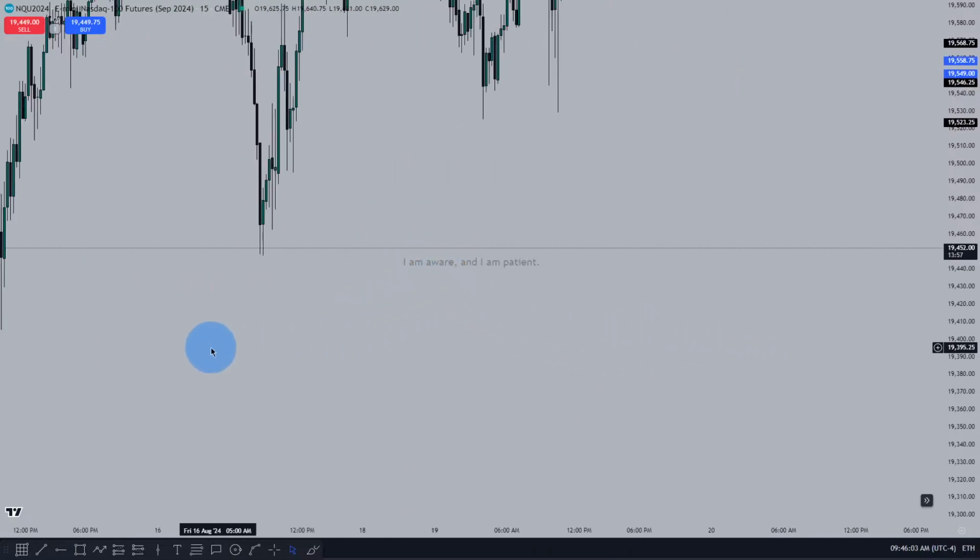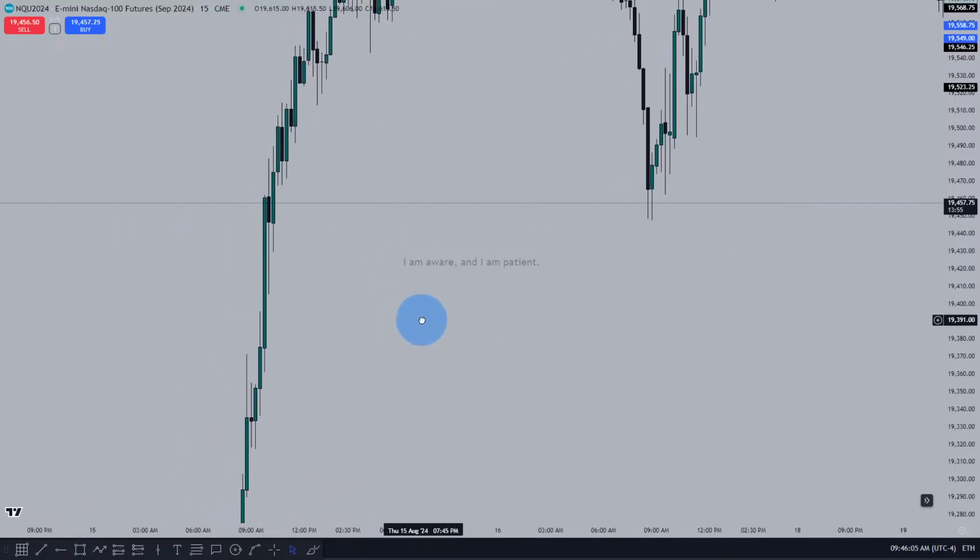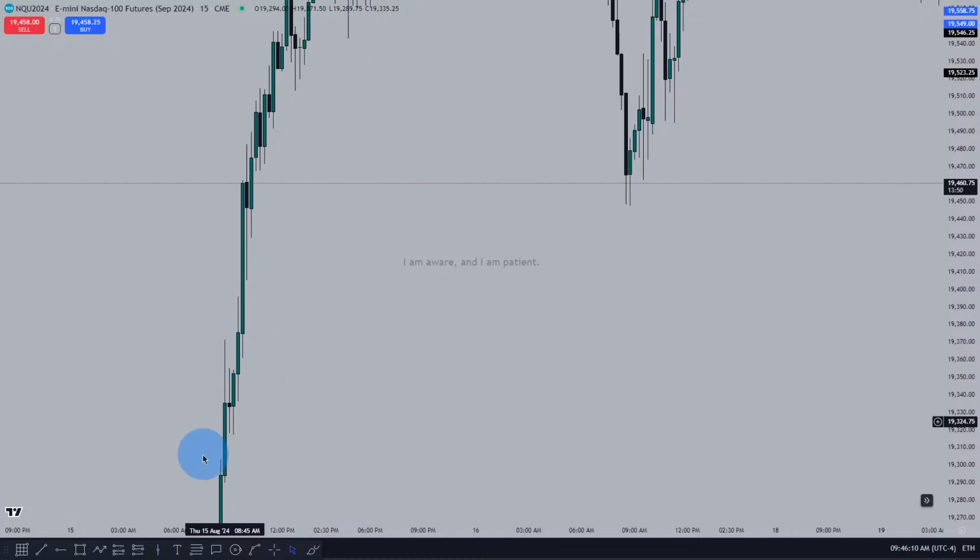Attacking these lows here. Unfilled fair value gap here, unfilled fair value gap here. I'm taking note of the deepest one.